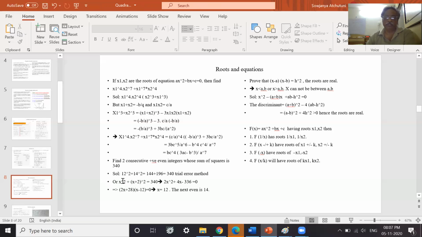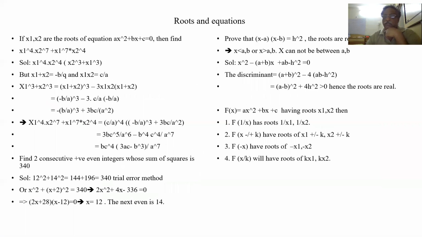Otherwise, I have to go x squared plus (x plus 2) whole squared, because the nearest even integer is x plus 2, or it can be written as x minus 2 also. In that case, x I will get 14, and here with x plus 2, x I am getting 12. So when I solve this quadratic equation, I am getting x as 12, so automatically the next even integer is 14. For small figures, I can use trial and error to speed up my time, but if it's a large figure, I have to go for formula calculation.